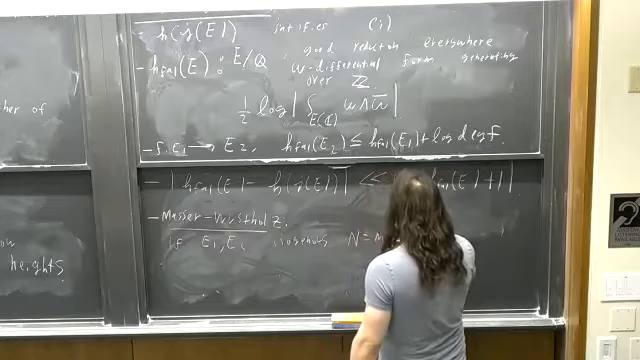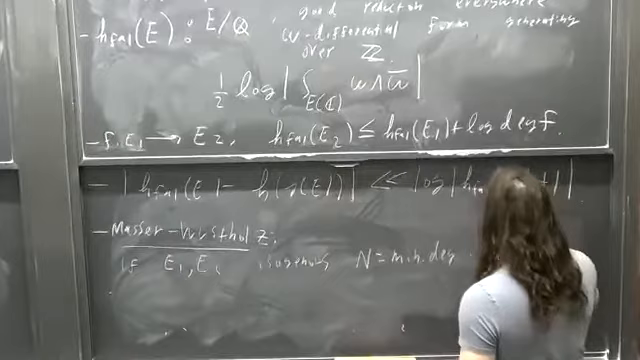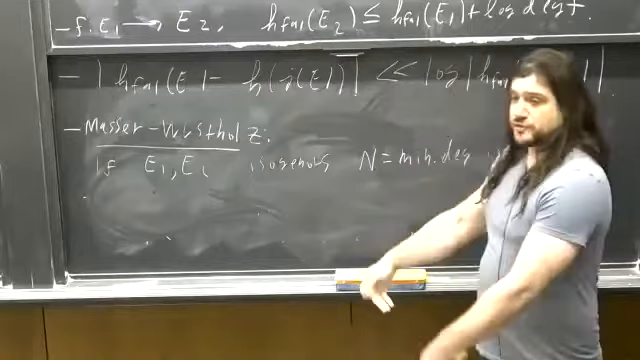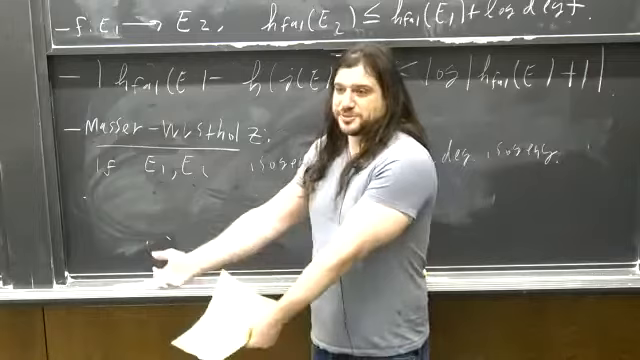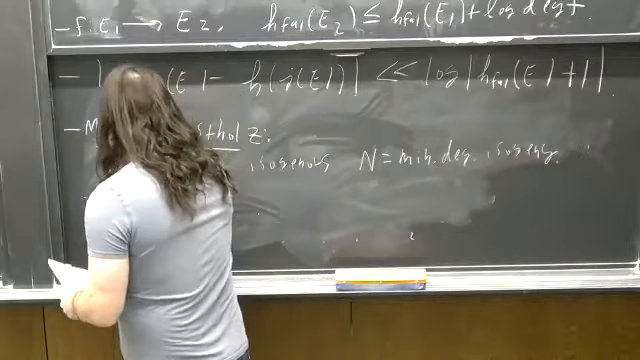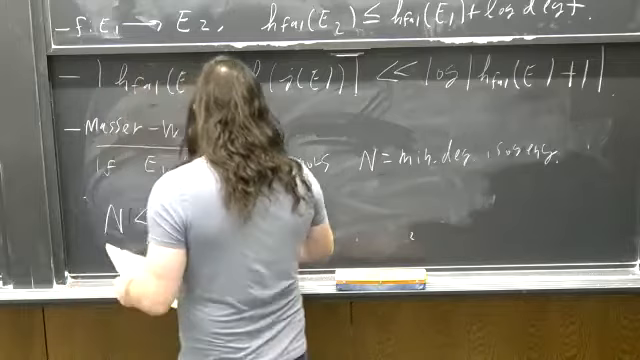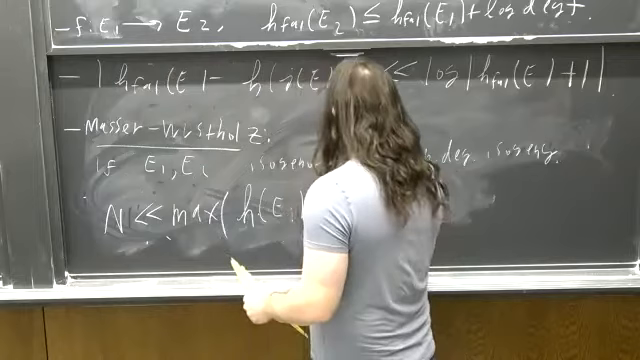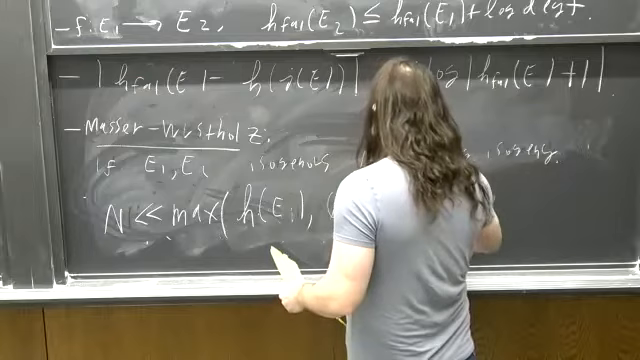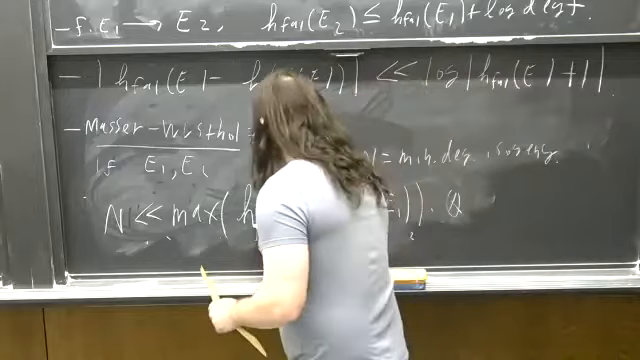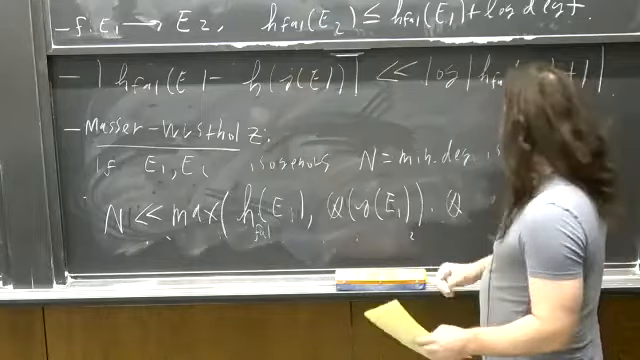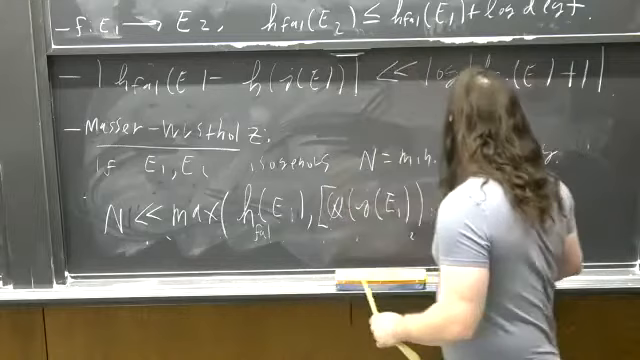So let n be the minimum degree of an isogeny between E1 and E2. You would expect, if E1 and E2 were pretty simple and isogenous, for the smallest isogeny to also be pretty simple, or at least you would naively guess that. And the result is that n is bounded above by the maximum of the Faltings height of E1 and the degree of E1, to the power of big O of one.